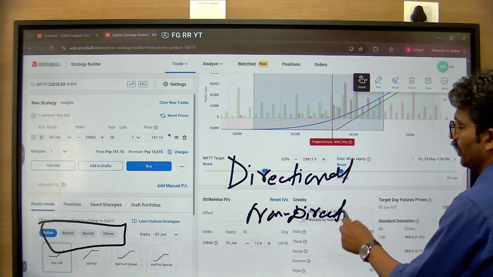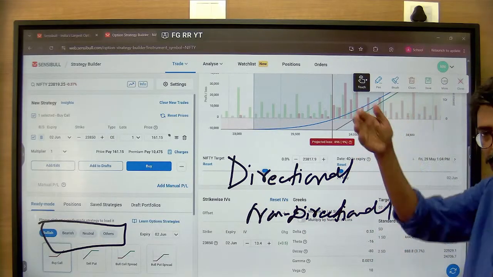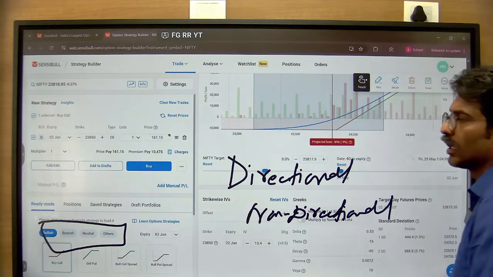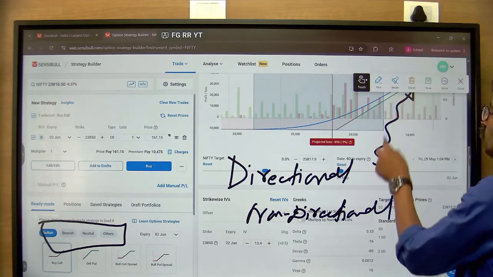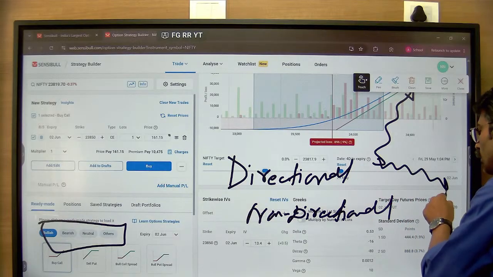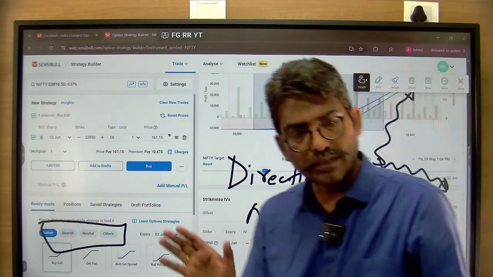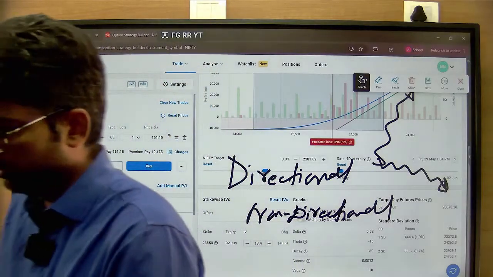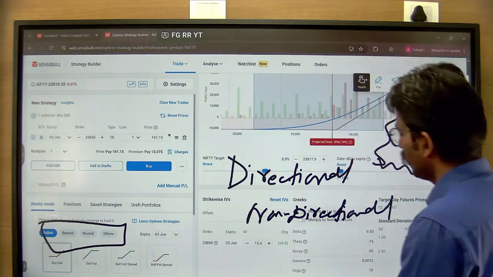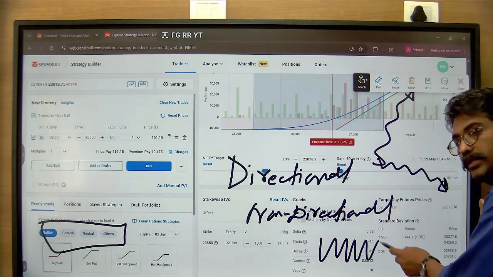Quickly understand before we handle the question that we just spoke about. Directional strategy means you have some view. The view could be the market is going up or the market is going down. So that's called a directional strategy. Non-directional strategy means the market is not going anywhere, it's just hovering in a tight range.